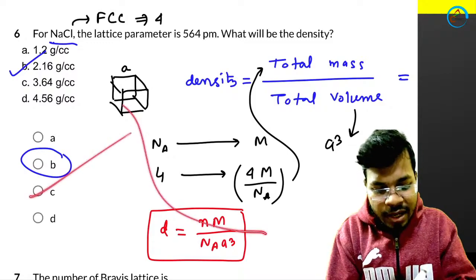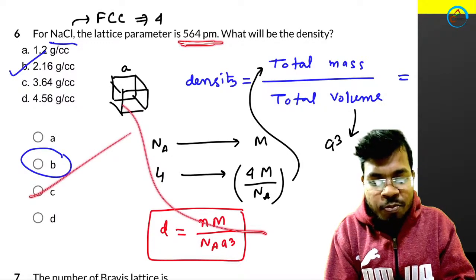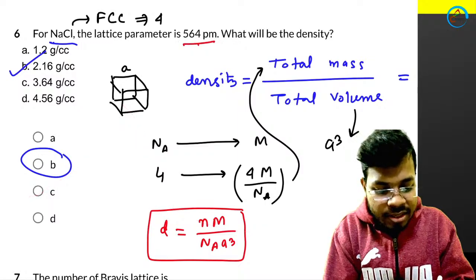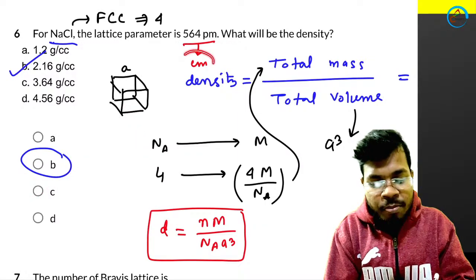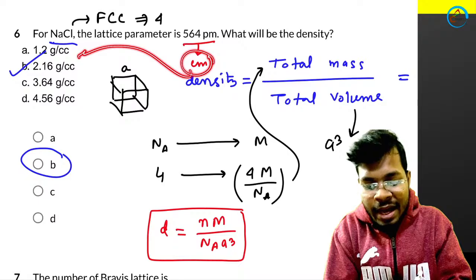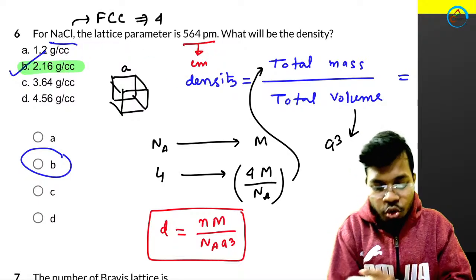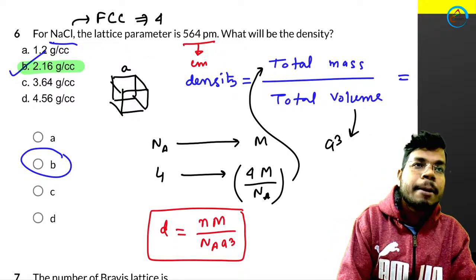Put in all these values. They are in picometer, so convert them from picometer to centimeter. Once you convert the values from picometer to centimeter, you will get your answer, 2.16 gram per cc.